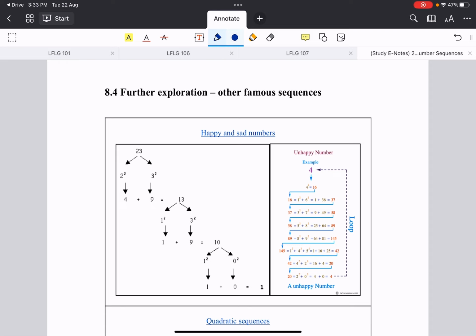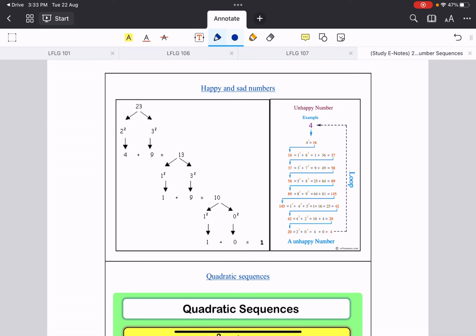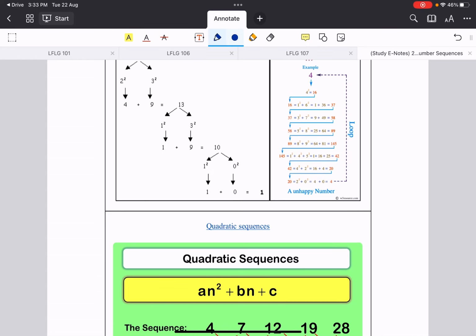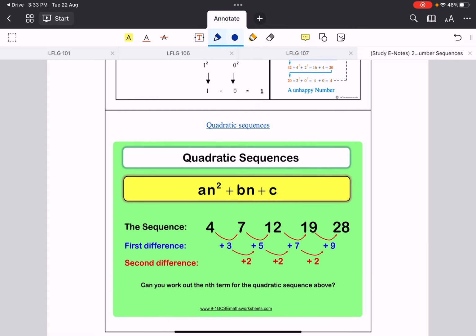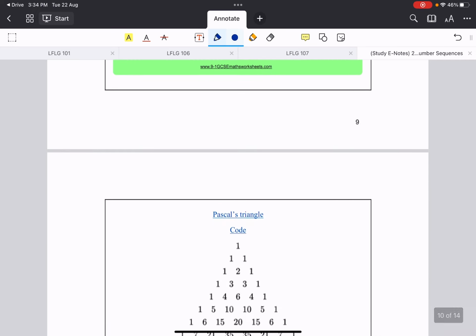So first one, there are actually such things called happy and sad numbers. In case you are unaware, very interesting names for them. So read them up on your own. I'm not going to go into details here because it's unnecessary and it will make this video too long. Quadratic is another one. Quadratic will appear in your syllabus, but not currently, because you are currently Sec 1s. You will see them again at a higher level. With quadratic, there are actually two layers of difference, as you can see, and instead of having a linear equation, it's a quadratic equation. So you will see them in the future.